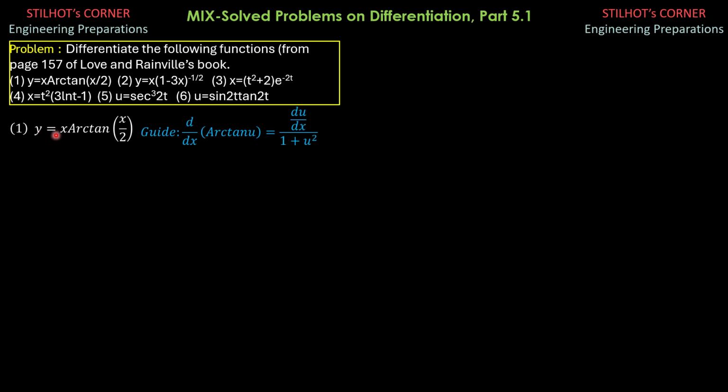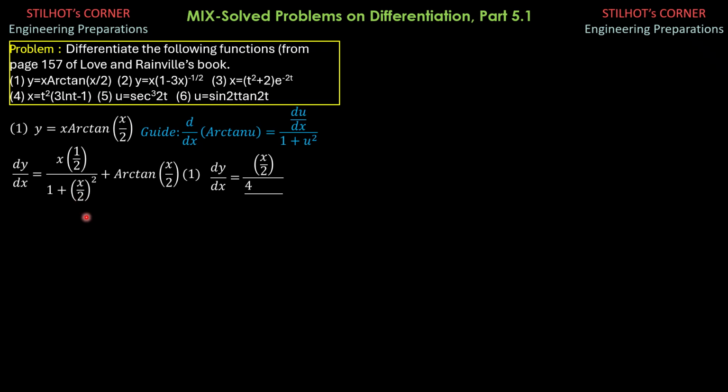So this is the derivative of a product. So we have dy dx is x. Now take note that we put u to be x over 2 and the derivative with respect to x is 1/2. So that would be x times 1/2 over 1 plus x over 2 squared, plus arctan of x over 2, derivative of x is 1. Then simplifying, this is x over 2 over 1 plus x squared over 4, all over 4, plus arctan of x over 2.